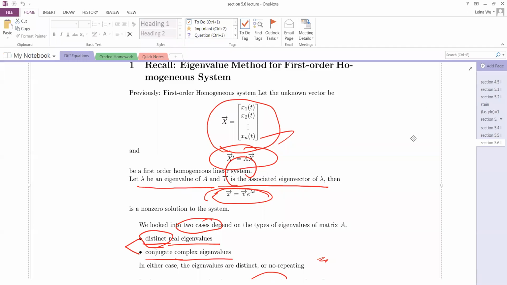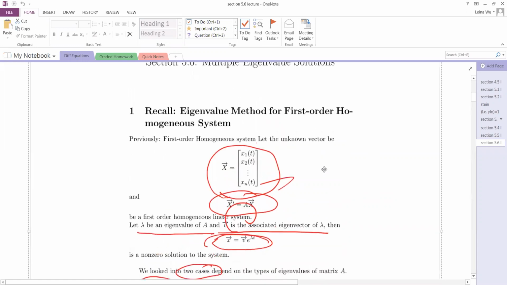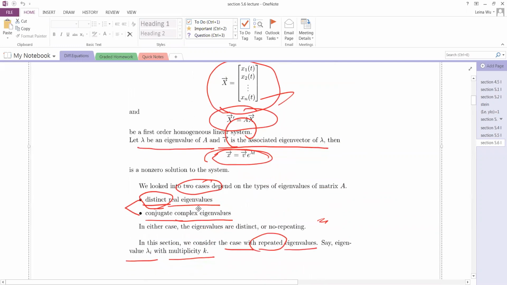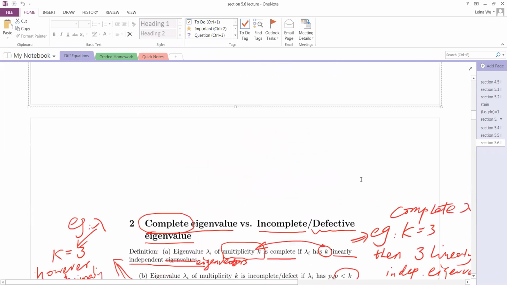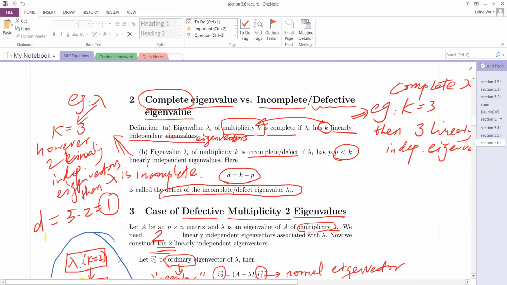So last time we talked about the case when it's a first order homogeneous system, and if the eigenvalue lambda has multiplicity k, we said the eigenvalue lambda can either be complete or incomplete. If it's incomplete, then we call it defective, which further gives you a number d, the so-called defect, of this defective eigenvalue lambda.